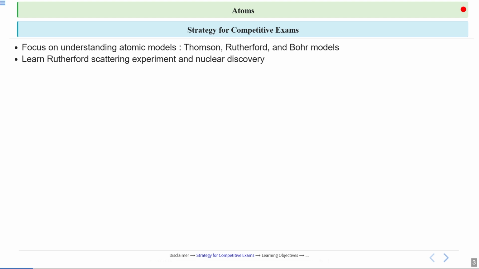Okay, so what is the strategy for competitive exams here? You have to focus on understanding all the atomic models. You also have to learn the Rutherford scattering experiment and nuclear discovery, because that is a very important topic of this chapter. Your concepts should be very clear regarding the Rutherford scattering experiment.